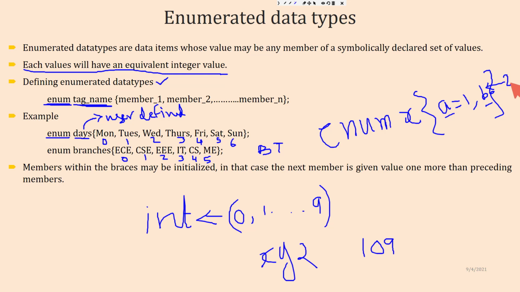It will be clear when we see more examples. What you have to understand is that enumerated data types are defined with the help of a keyword called enum followed by a tag name. The tag name is the data type, and within braces we give some values. Those must be the possible values that it can take. That data type can't take any value outside that list.